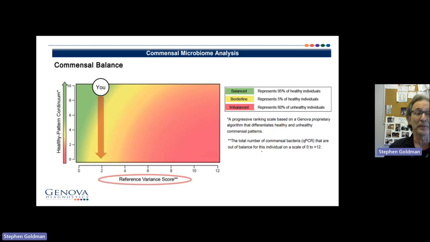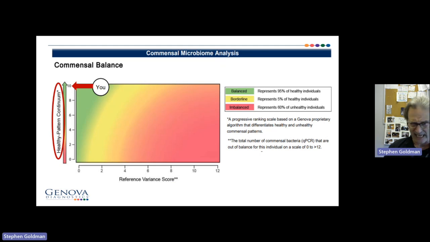And then, of course, the healthy pattern continuum is another calculation. This is a 0 to 10 scoring. We took a targeted few of the commensals and ran them through an algorithm, where it was observed that the higher the score from 0 to 10, the more likely to be in that healthy green distribution. And you can see you could be at 0 but still be in the green, but look how narrow the chances are.